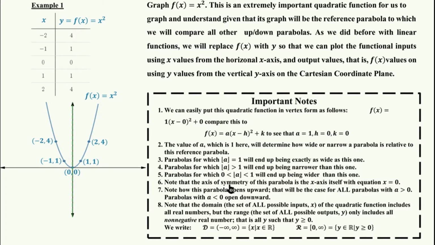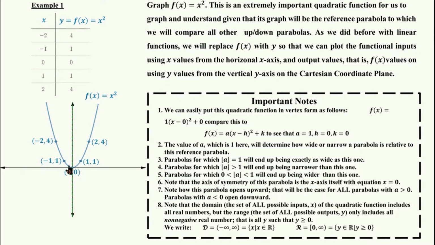So we discussed the axis of symmetry, which is just the y-axis, whose equation, as we know, is x equals 0. Notice also that this parabola opens up. That always happens when a is greater than 0. And when a, this constant here, is less than 0, we're going to be seeing a downward facing parabola.